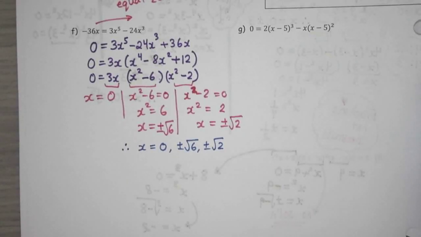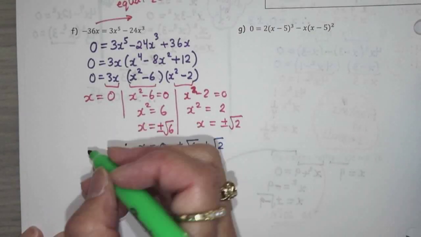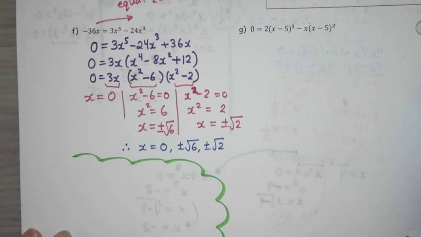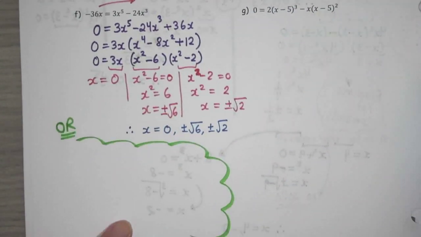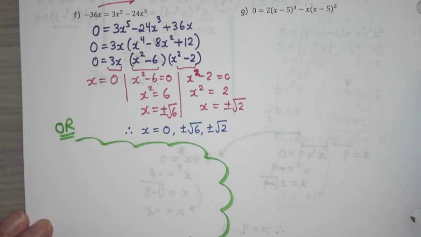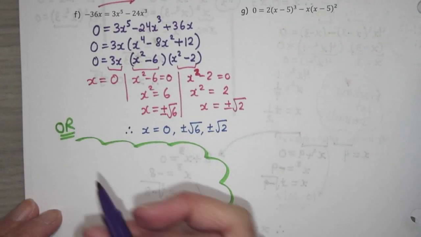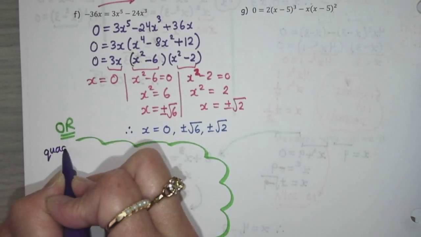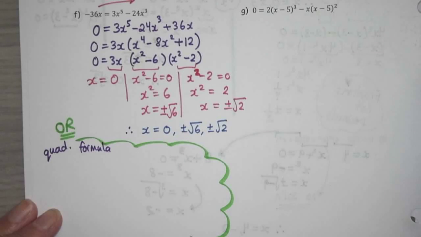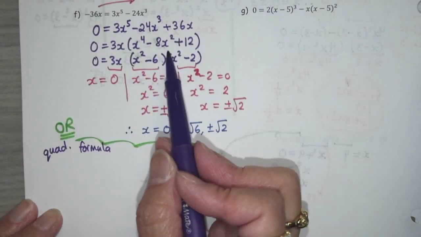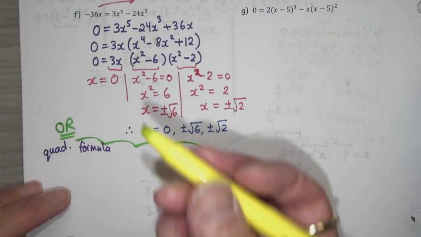All right. If I wanted to use the quadratic formula, so I'm just going to do an OR. So OR, and I'm going to use the quadratic formula. Okay, so quadratic formula. Because technically, if we know it's a trinomial, right, from this step, let's grab this guy here.